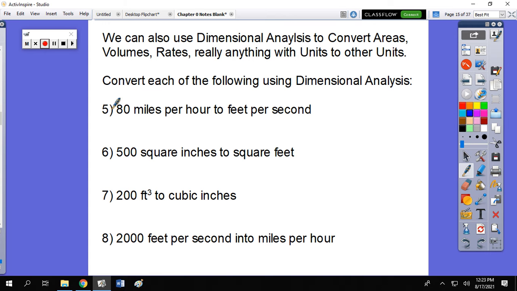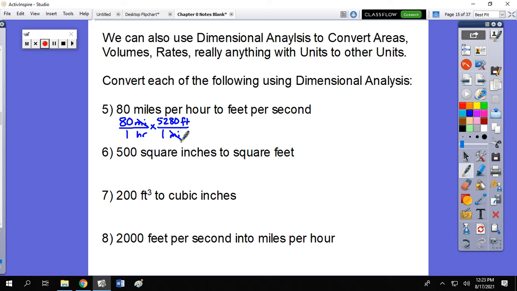So when we have a rate like 80 miles per hour, what we're going to do is put the first unit, miles, on top, and the second unit, hours, on the bottom. Now when we want to convert from miles per hour to feet per second, what we do is we focus in on just one of those units. So let's say we can start by getting miles turned into feet. 1 mile is 5,280 feet. So by multiplying by that conversion factor, we have now converted our rate into feet per hour.